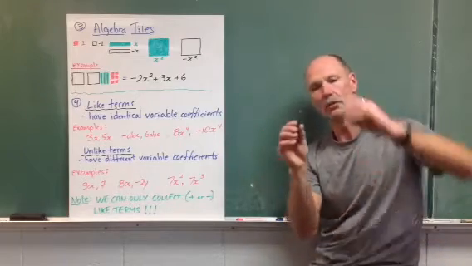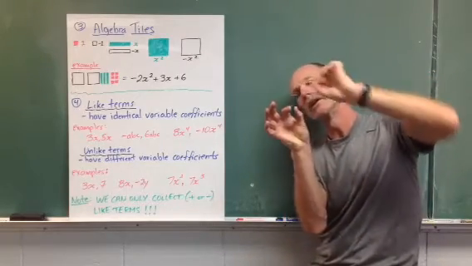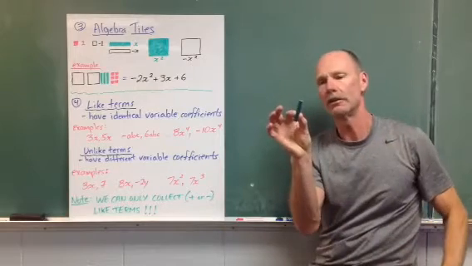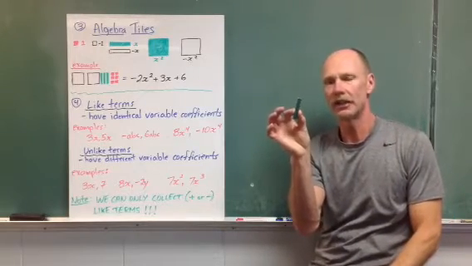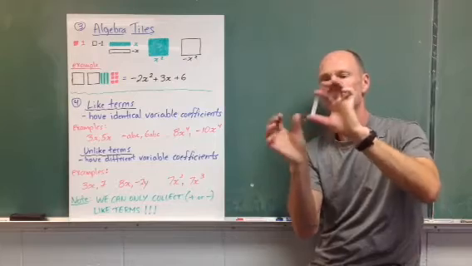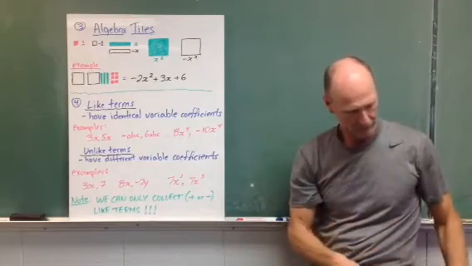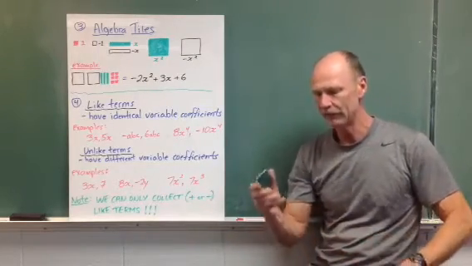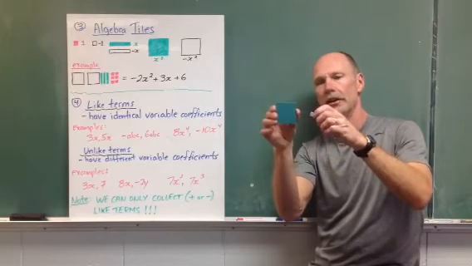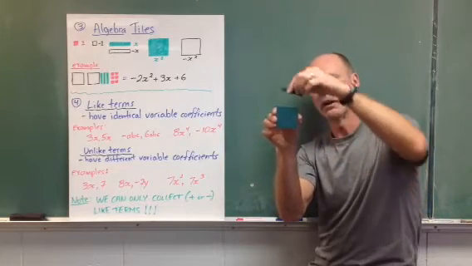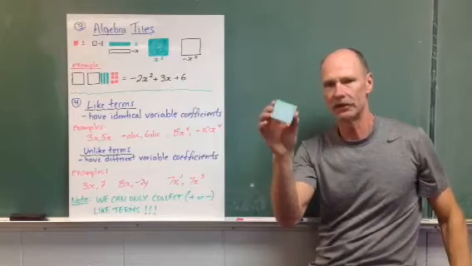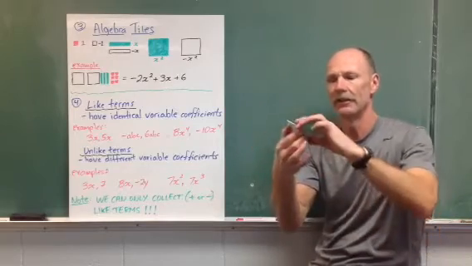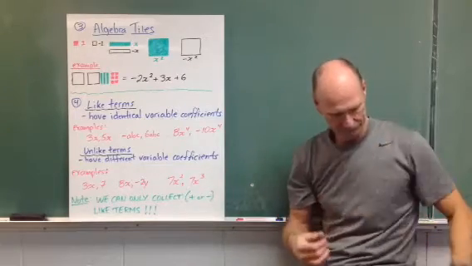This tile is 1 wide, but it's not any particular number long, so we call it x long. So the tile itself has an area of x, and this is negative x. This tile is x long and x wide. It's a square. It's an x squared tile. And this is a negative x squared tile.